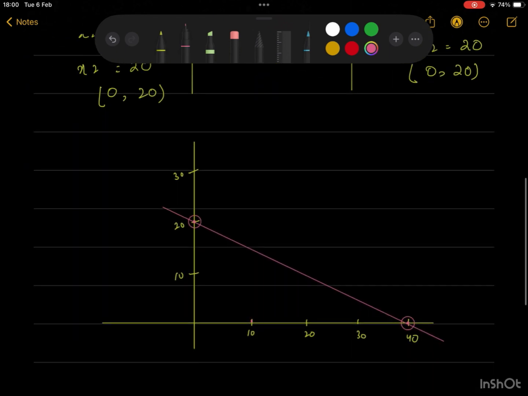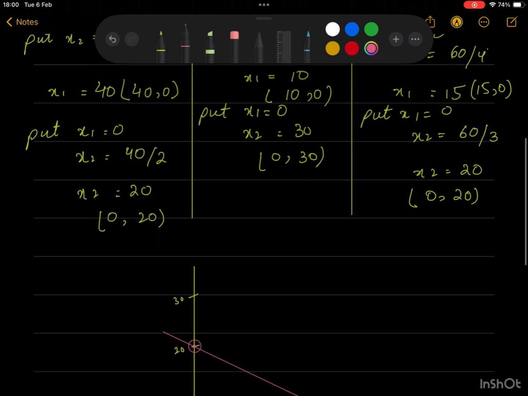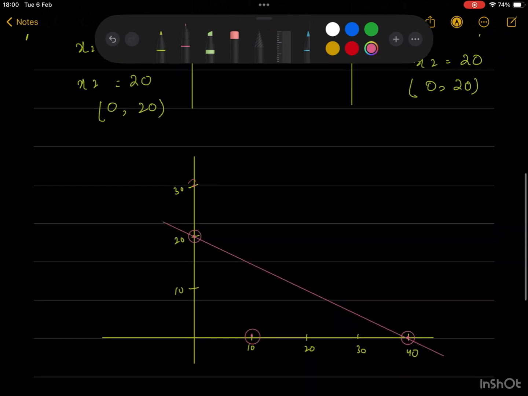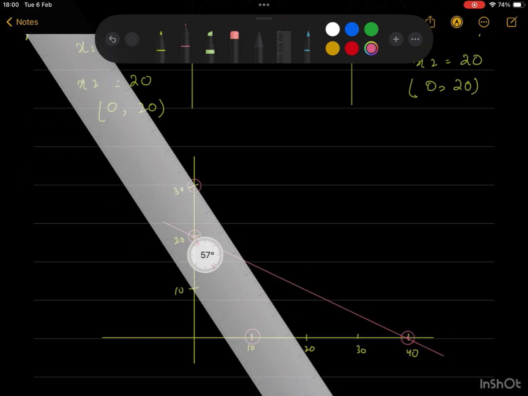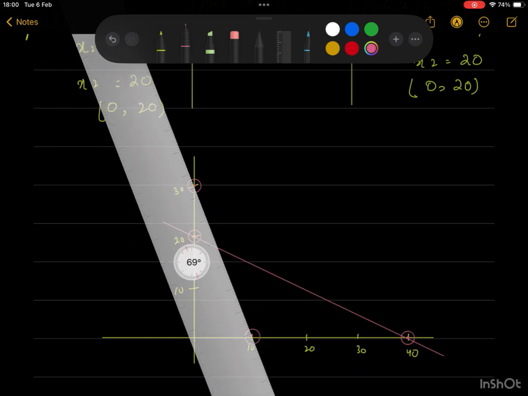We have to plot each and every point and then we have to make a line between them, and we are going to mention which line is equation 1, equation 2 and equation 3.